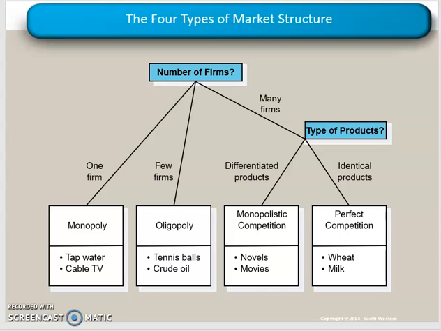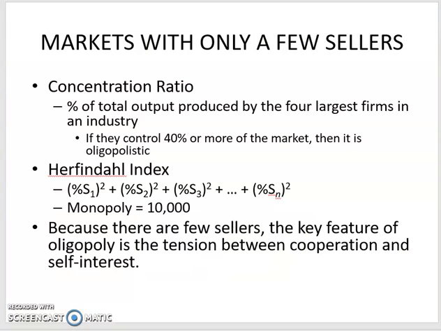So the primary characteristic of an oligopoly is the fact that it's a market with only a few firms. Now, the word few, that's kind of an arbitrary, kind of a gray word to use, right? Like, what does that mean? What is a few, right? So let's get into a little bit about the math behind how we figure that out.